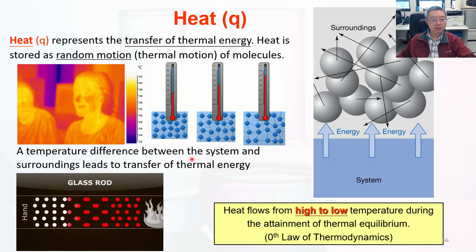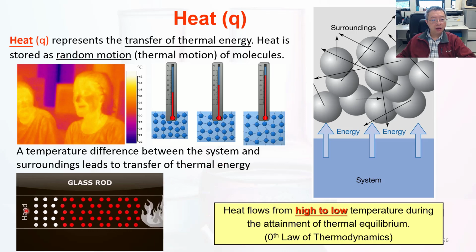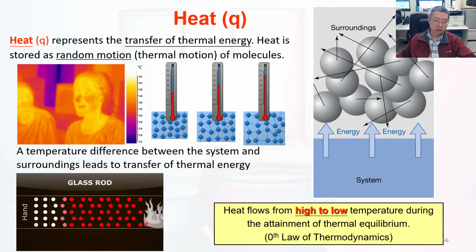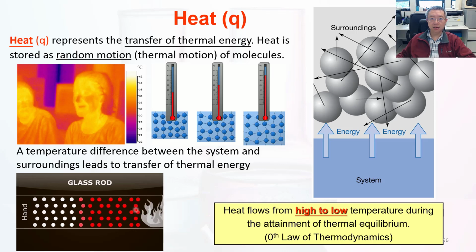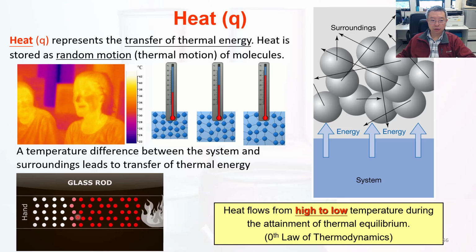So temperature between the system and the surroundings leads to the transfer of thermal energy. Essentially, if you have a glass rod here, and this is a hand, you put it on it, the heat is going to get the molecules or atoms vibrate faster inside the glass rod, and this glass rod is going to transfer these vibrations to your hand, according to this heat transfer.